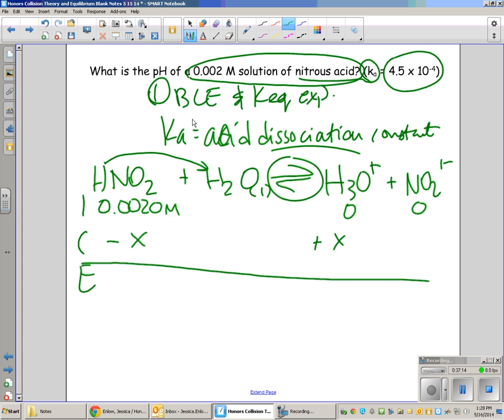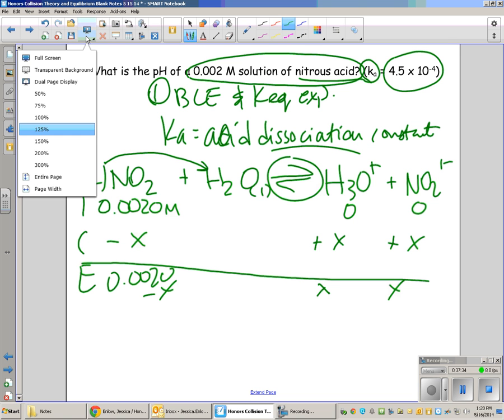So then I have at equilibrium 0.0020 minus x, x, and x. Alright, so far I've set up my ICE table. I got my ICE table taken care of. What have I not done yet, though? I have not written my what?